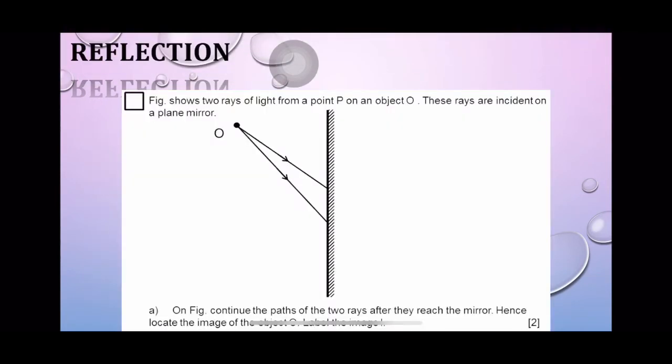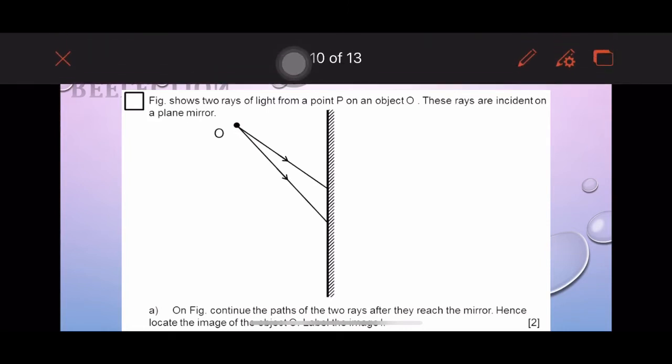Let's move on. Now this is an IGCSE-type question that you will meet about reflection. It's similar to the one I discussed in the previous slide. So this is our object. The figure shows two rays of light from a point P and an object O. These rays are incident on the plane mirror. This is our mirror. On the figure, continue the paths of the two rays after they reach the mirror. Hence, locate the image of the object O and then label the image I.